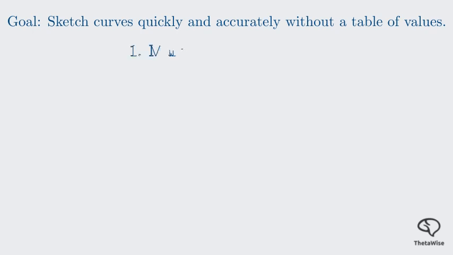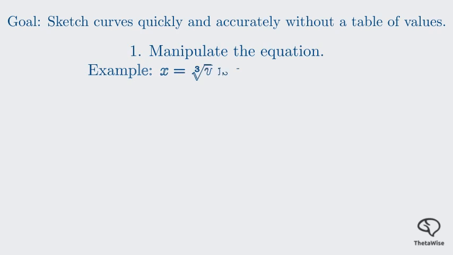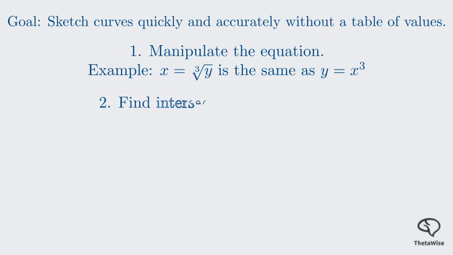First, sometimes you can rearrange an equation to make it more familiar. For example, the equation x equals the cube root of y looks a bit unusual, but it's the exact same curve as y equals x cubed, which you probably recognize immediately. Second, finding where two curves intersect is crucial. These intersection points are not just part of the sketch, they often define the limits of integration for our area and volume calculations. We'll see this in action later.